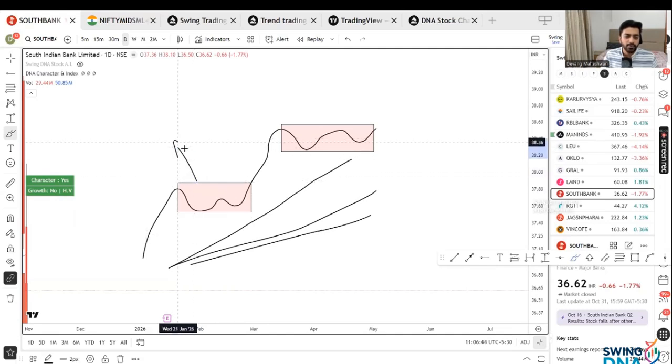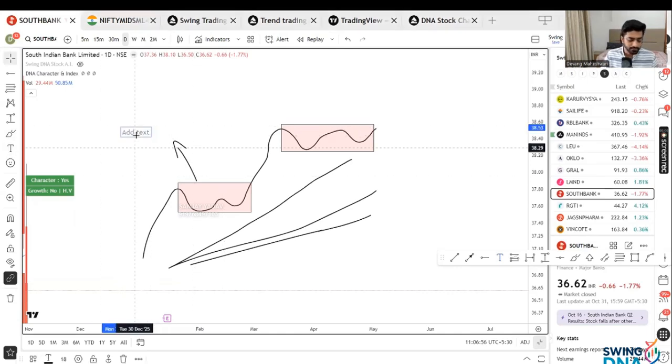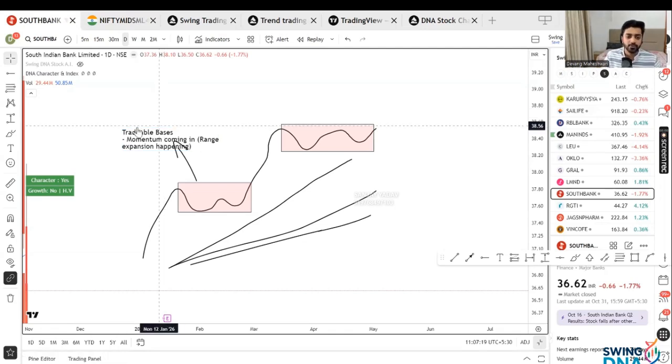But do we have to trade all the bases? We don't have to trade. We have to only trade tradable bases in which you have momentum coming in. You can also call it as range expansion happening. That's where you want to be.